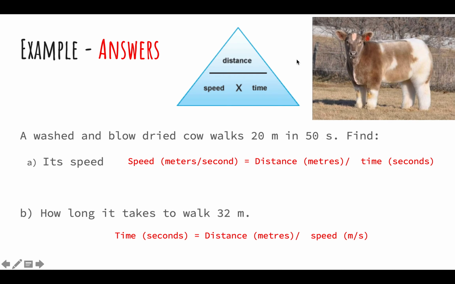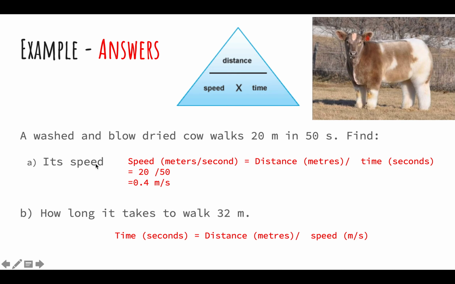There's our triangle to remind us. So speed equals distance divided by time. We'll move on with that. You'll notice where it's distance, we put in 20, where there's time, 50. So the speed of the cow is 0.4 meters per second. Not very quick. Wouldn't want to mess up its lovely fur there.